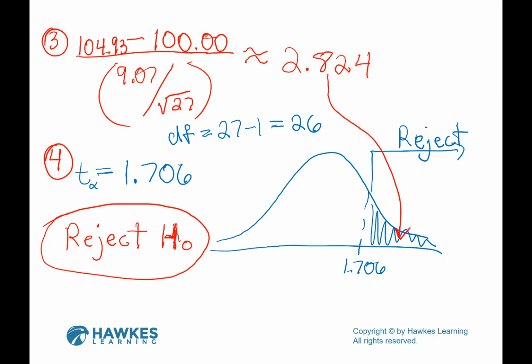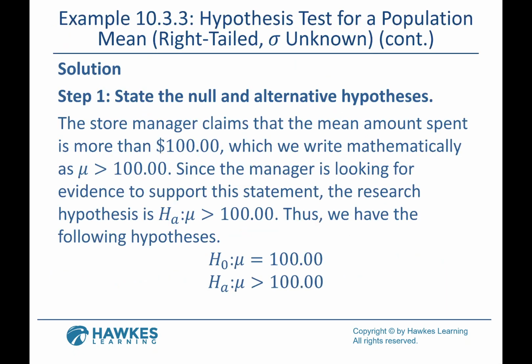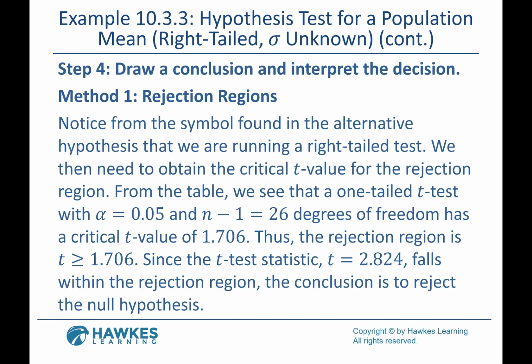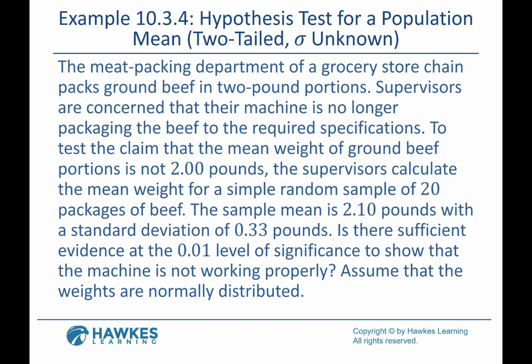One more, because we need to do a two-tailed test, right? We need to do two-tailed with the rejection regions. Let's look at one more of these, and we'll go to the next section. How we're doing on time? We're good.